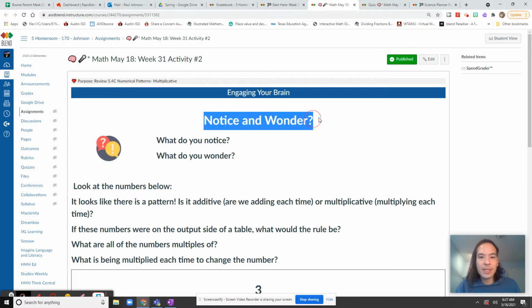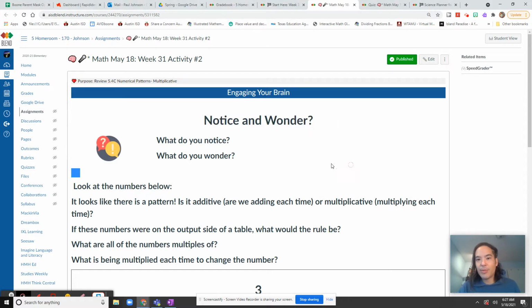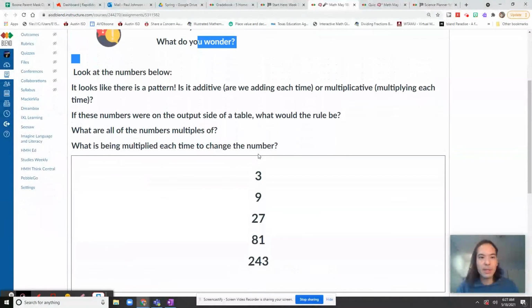So, if you're not taking the star, you have your assignments today. Remember, your assignments count for attendance, so get them done. Notice and wonder. What do you notice? What do you wonder? Let's take a look.